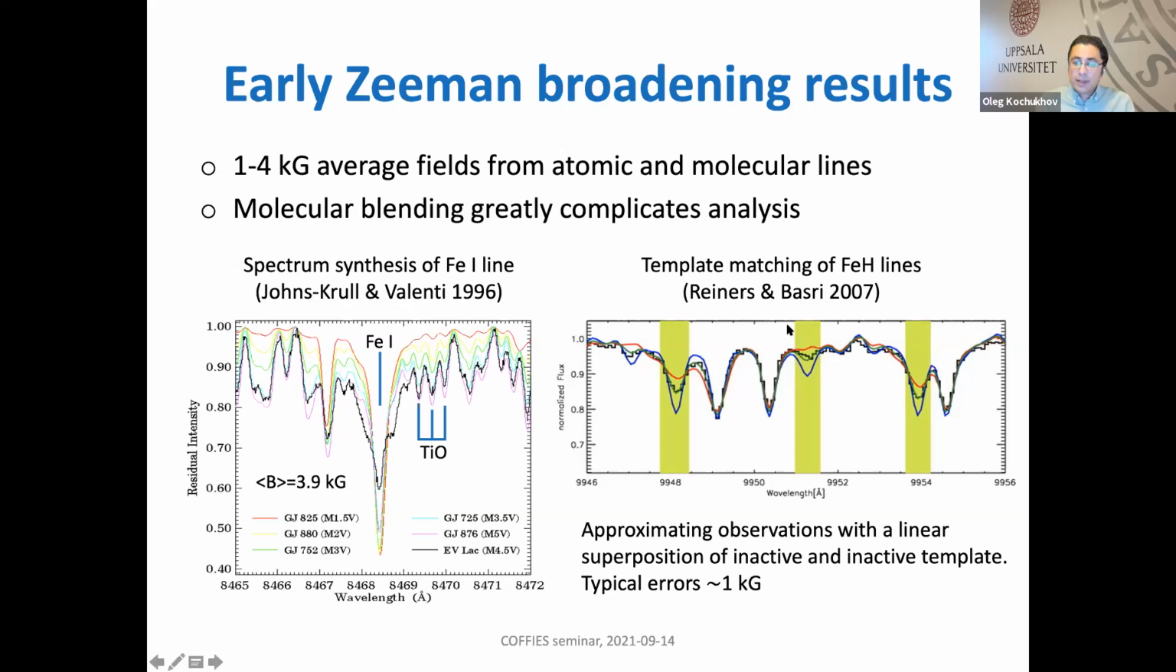Later on, there was also another technique which was developed, well, suggested by Valenti, but then later developed by Reiners and Basri, where they essentially matched the observations of active M-dwarfs and even brown dwarfs with a linear superposition of active and inactive template spectra, which were broadened to account for rotation and which were assumed to have known magnetic fields, basically from analysis of Jones Krull of Valenti, but that allowed to analyze a lot of stars with relatively low precision of about 1 kilogauss.